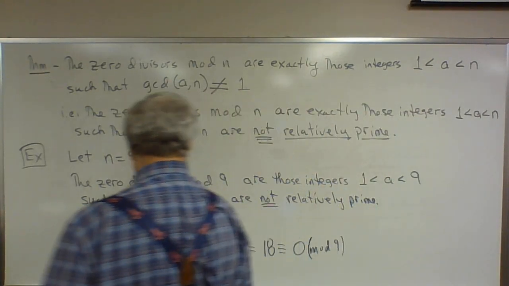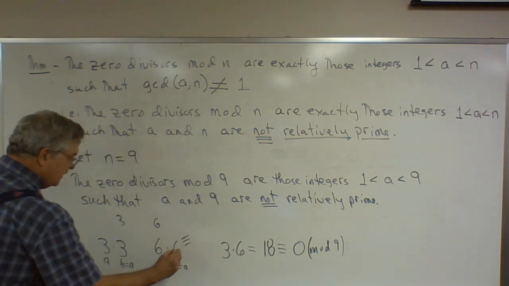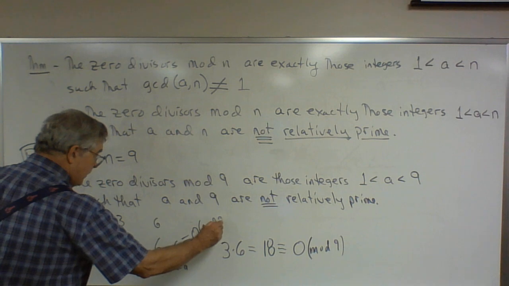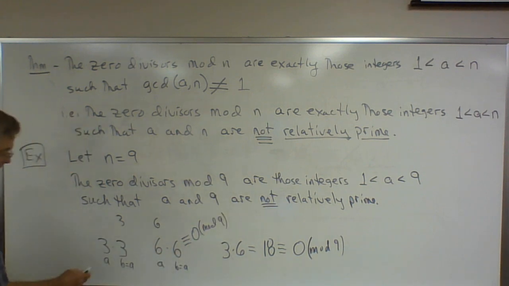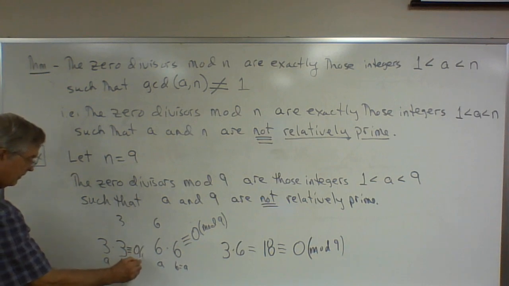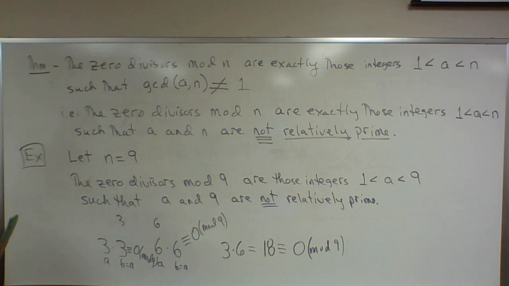By the way, I didn't finish these off, and I suppose I should. 6 times 6 is 36, which is congruent to 0 mod 9. 3 times 3 is 9, which is congruent to 0 mod 9. Let's look at some more examples.